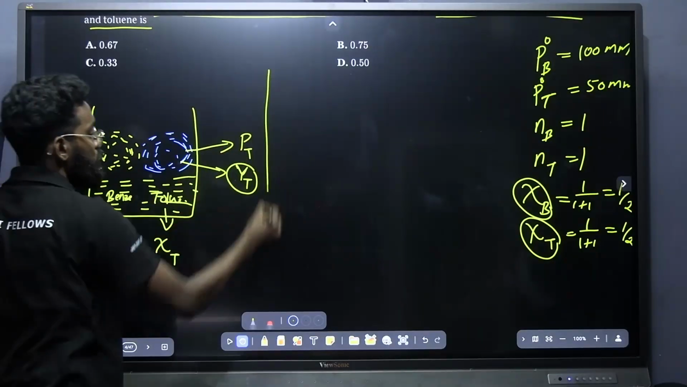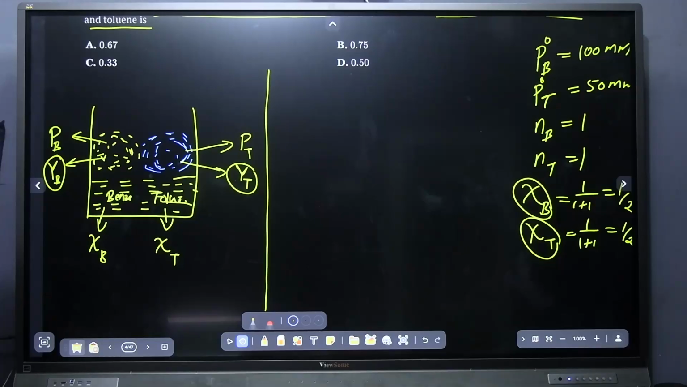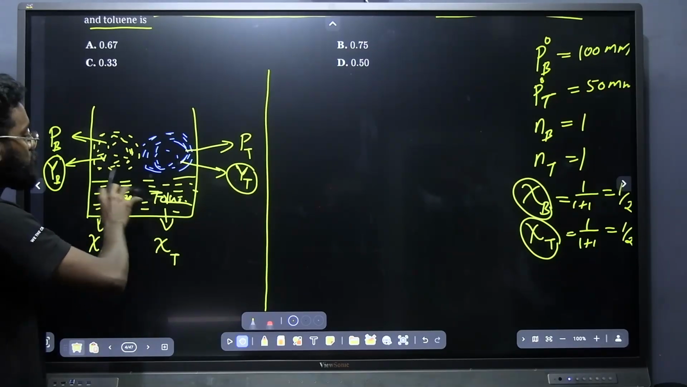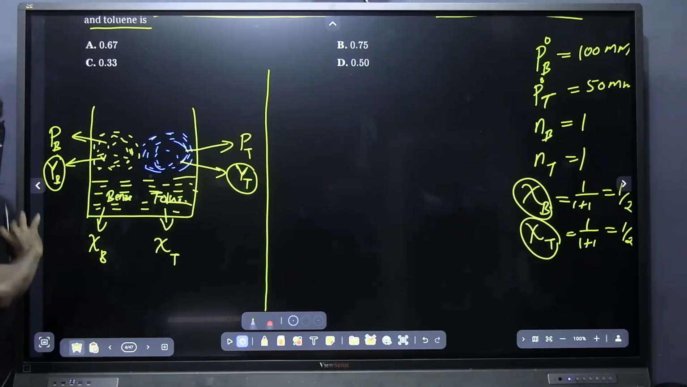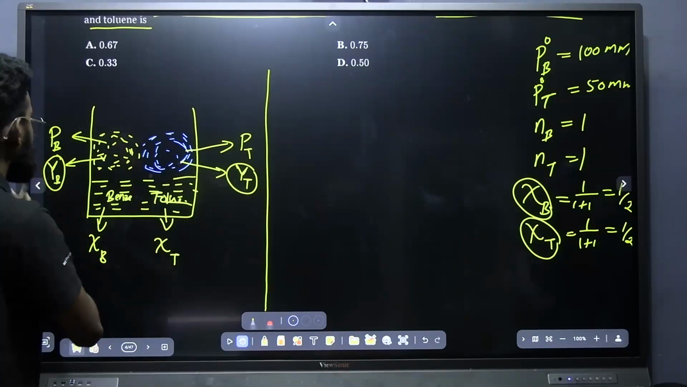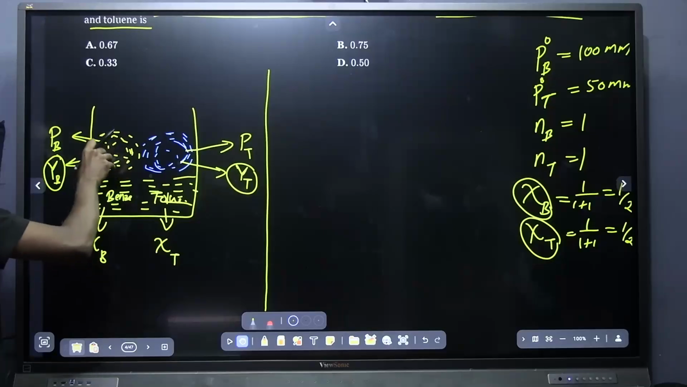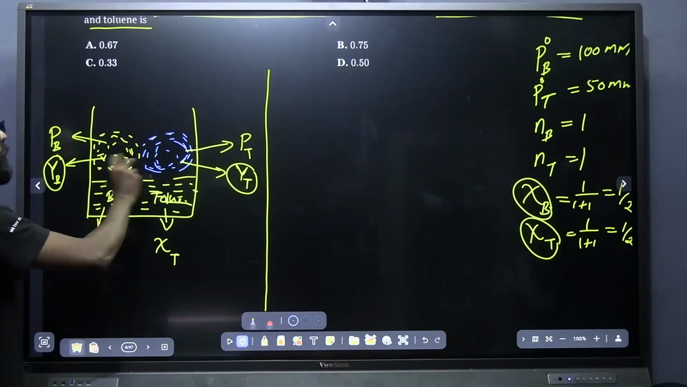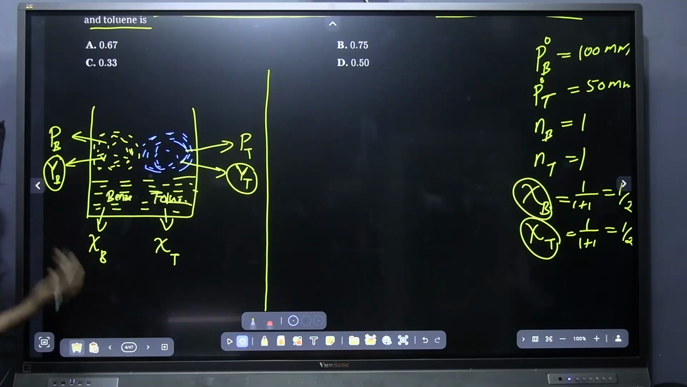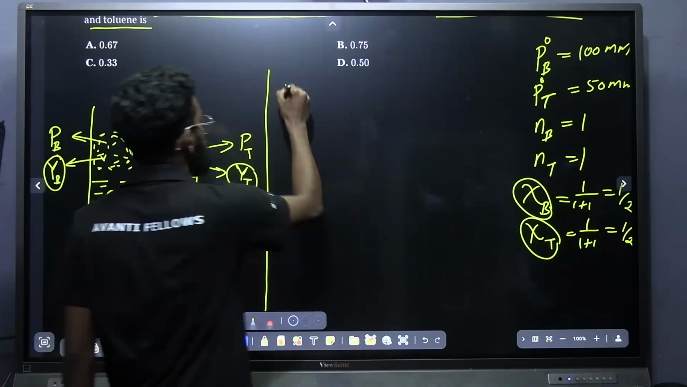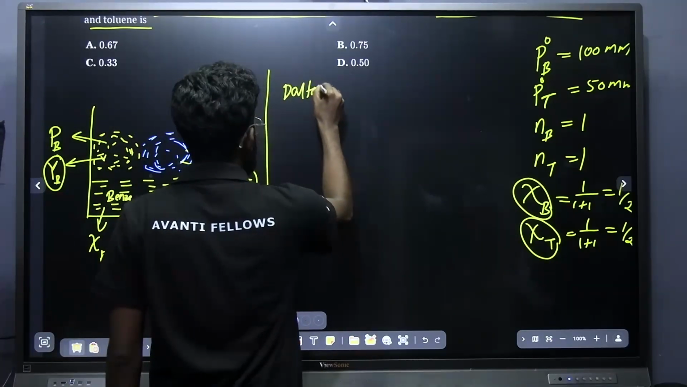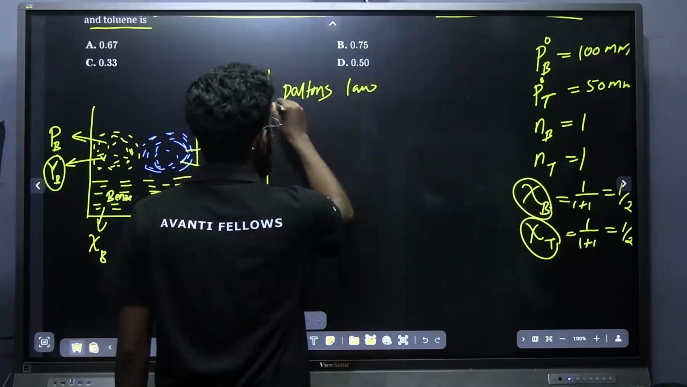For that, we can't use Raoult's law, because Raoult's law can be used if there is a mixture of two liquids, or if the solution is formed by the mixture of two liquids. But here we have to find out the mole fraction of two vapors. For that, what can we use? We can use Dalton's law of partial pressure. Yes, very good. We can use Dalton's law.